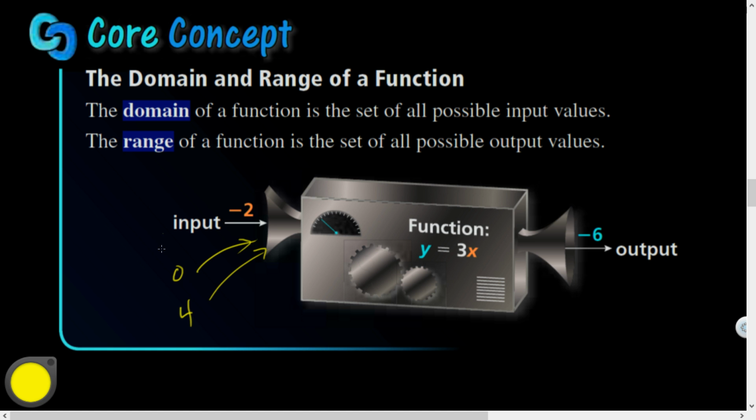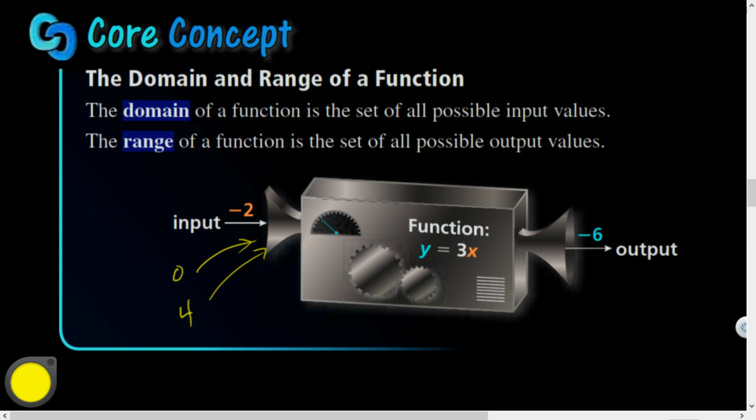So domain are the possible input values, and the range are the possible output values. What types of numbers can it give me back? Will it give me negatives? Will it give me 0? Will it give me positives? So that's what we think about in terms of these words. Okay?